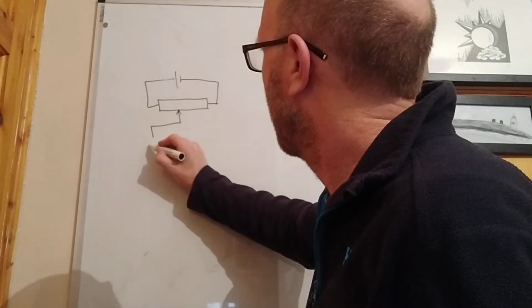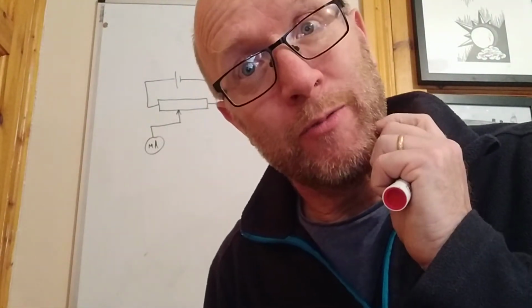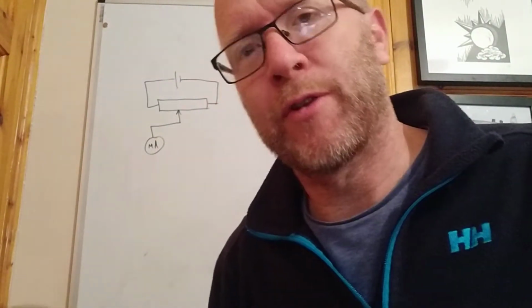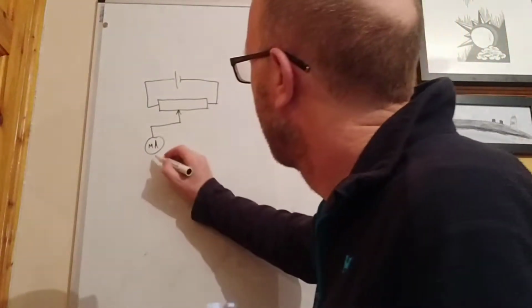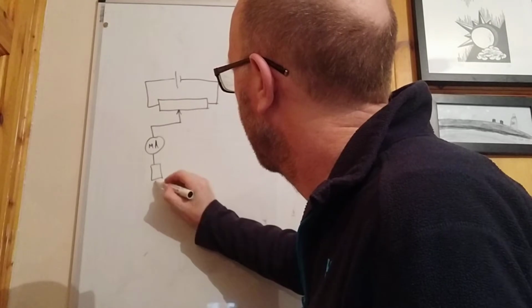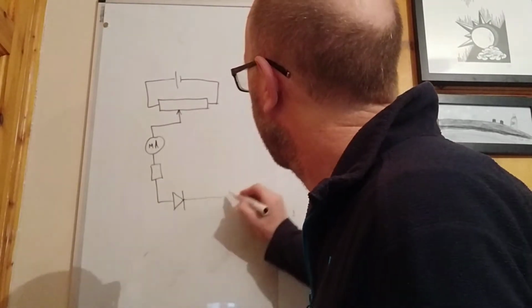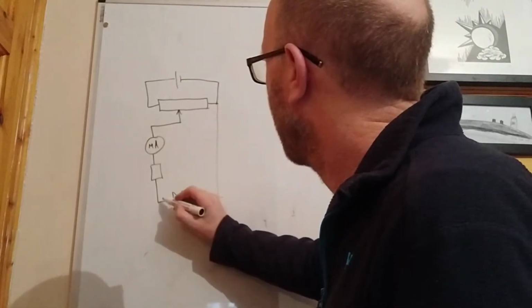We need to measure current. In this case, we measure milliamps, using a milliammeter, because we measure small currents for diodes. Generally, we put a resistor in series to protect the diode. The diode is here, and across the diode.